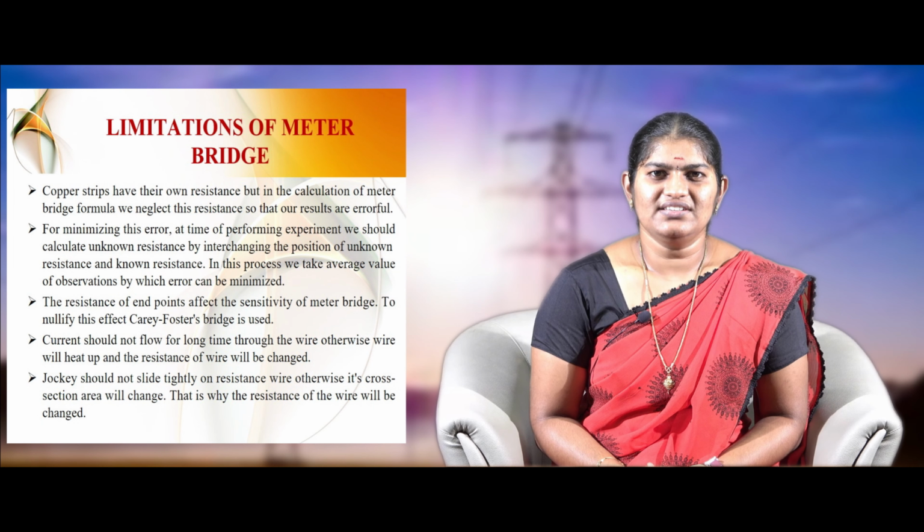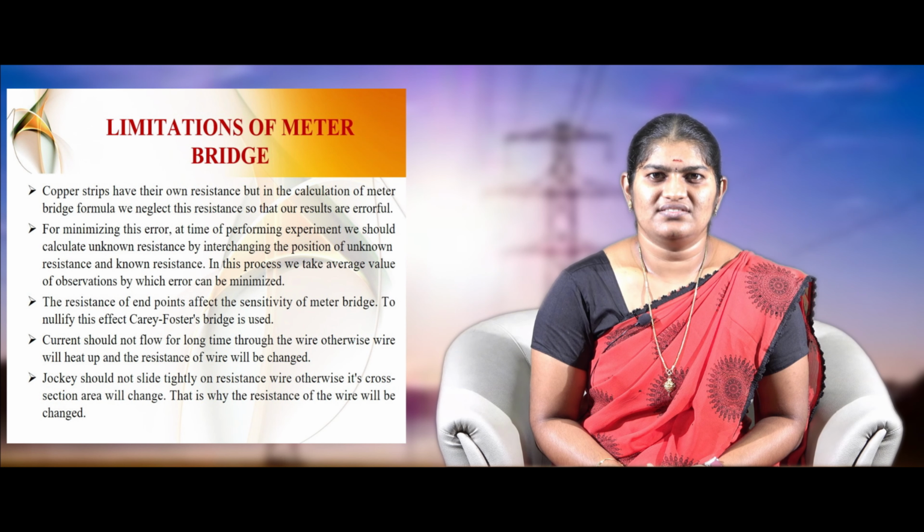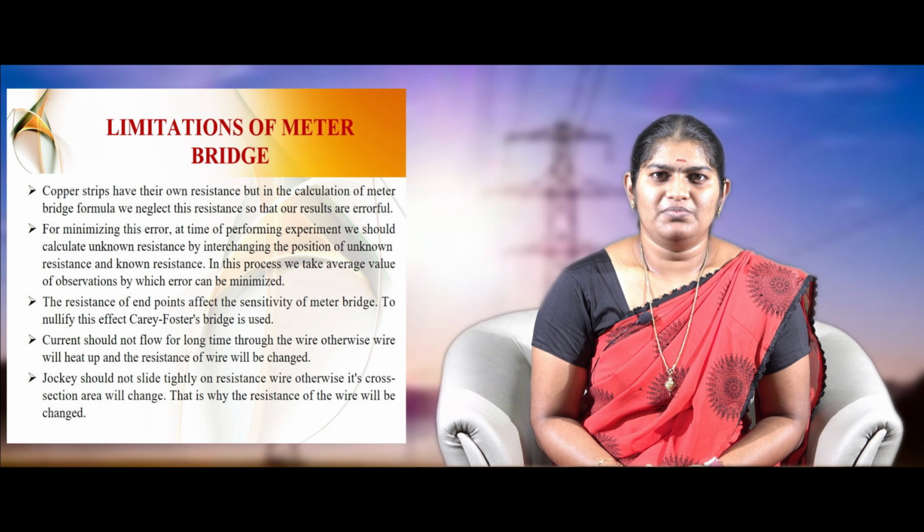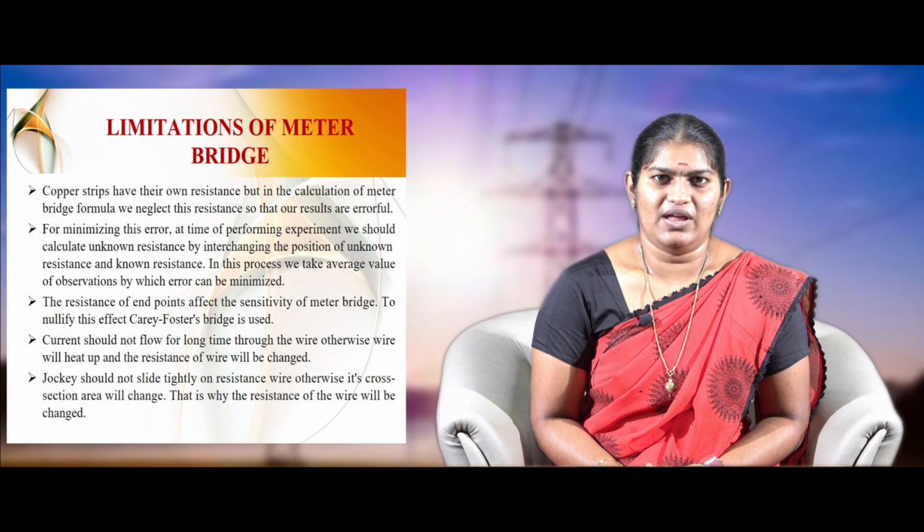Next, we are going to discuss the limitations of the meter bridge. Copper strips have their own resistance, but in the meter bridge formula we neglect this resistance, so the results are erroneous. To minimize this error, while performing the experiment, we have to calculate the unknown resistance value by interchanging the known resistance with the unknown resistance. In this process, we have to take a mean of all the readings so that errors can be minimized.